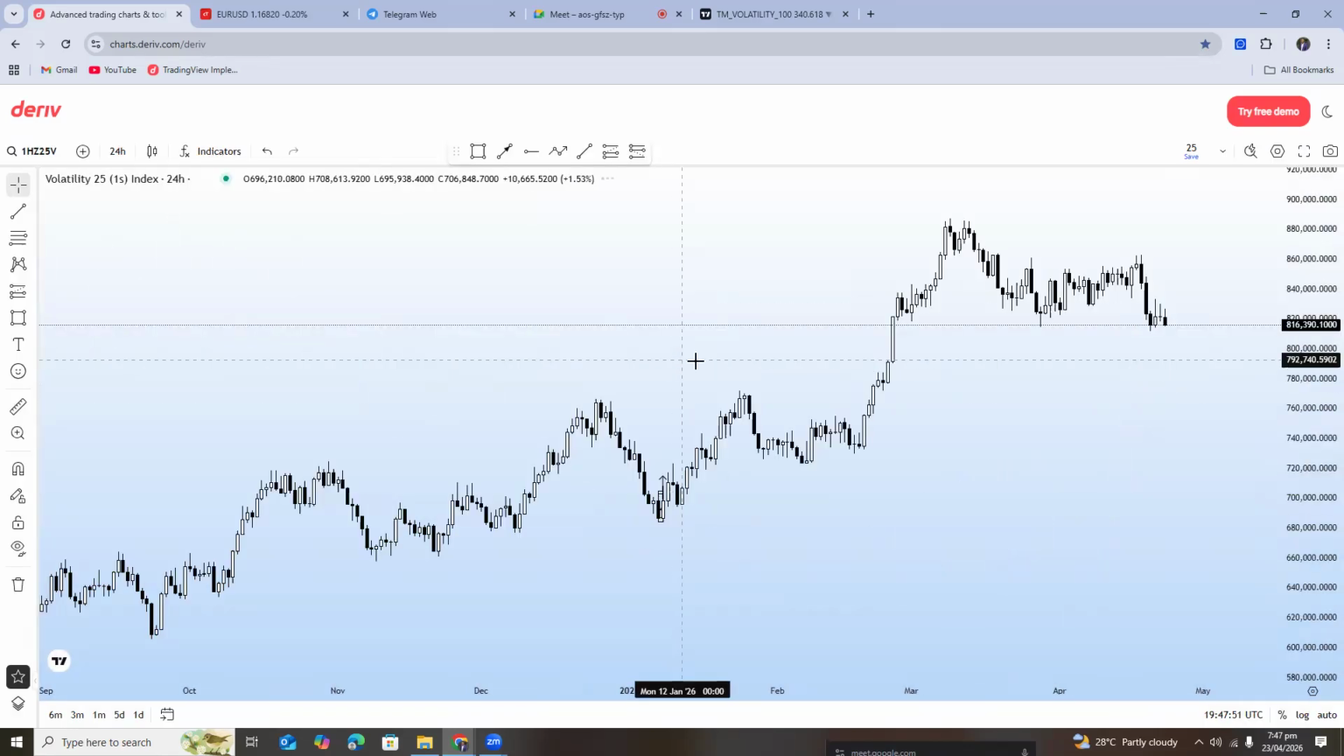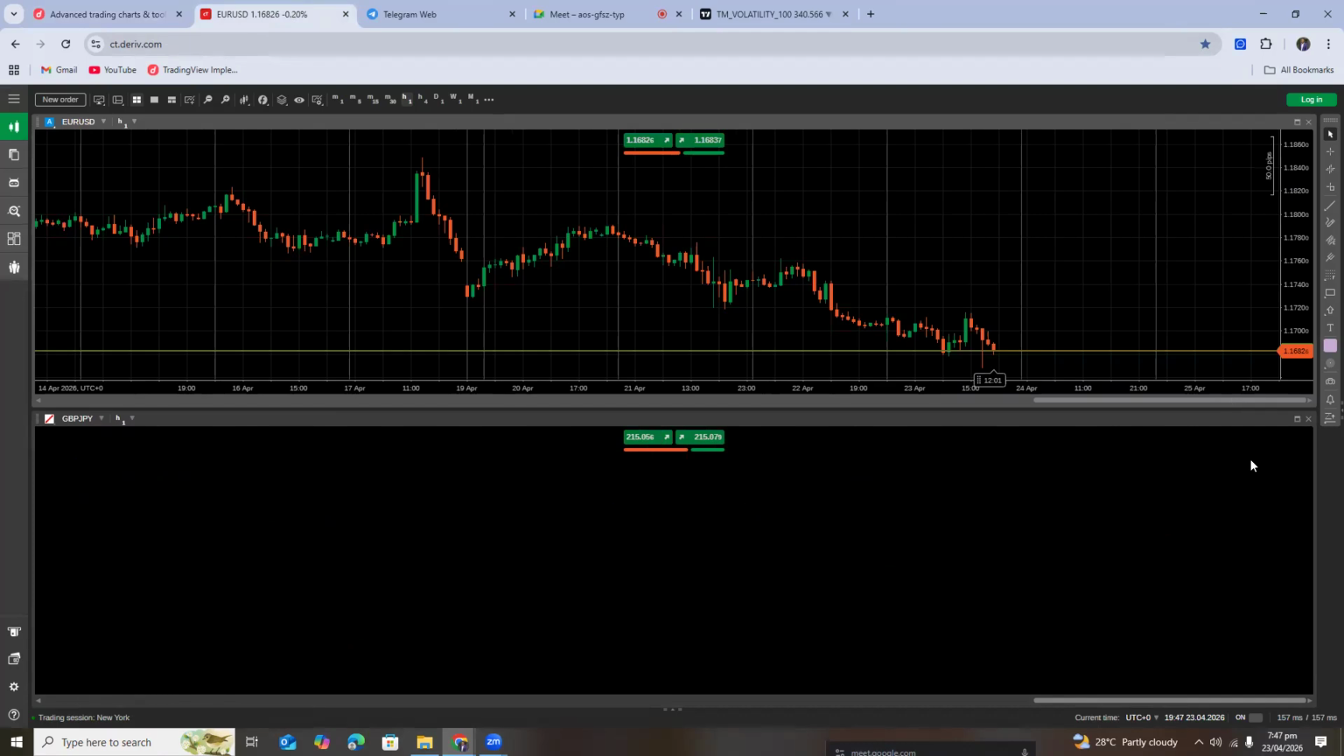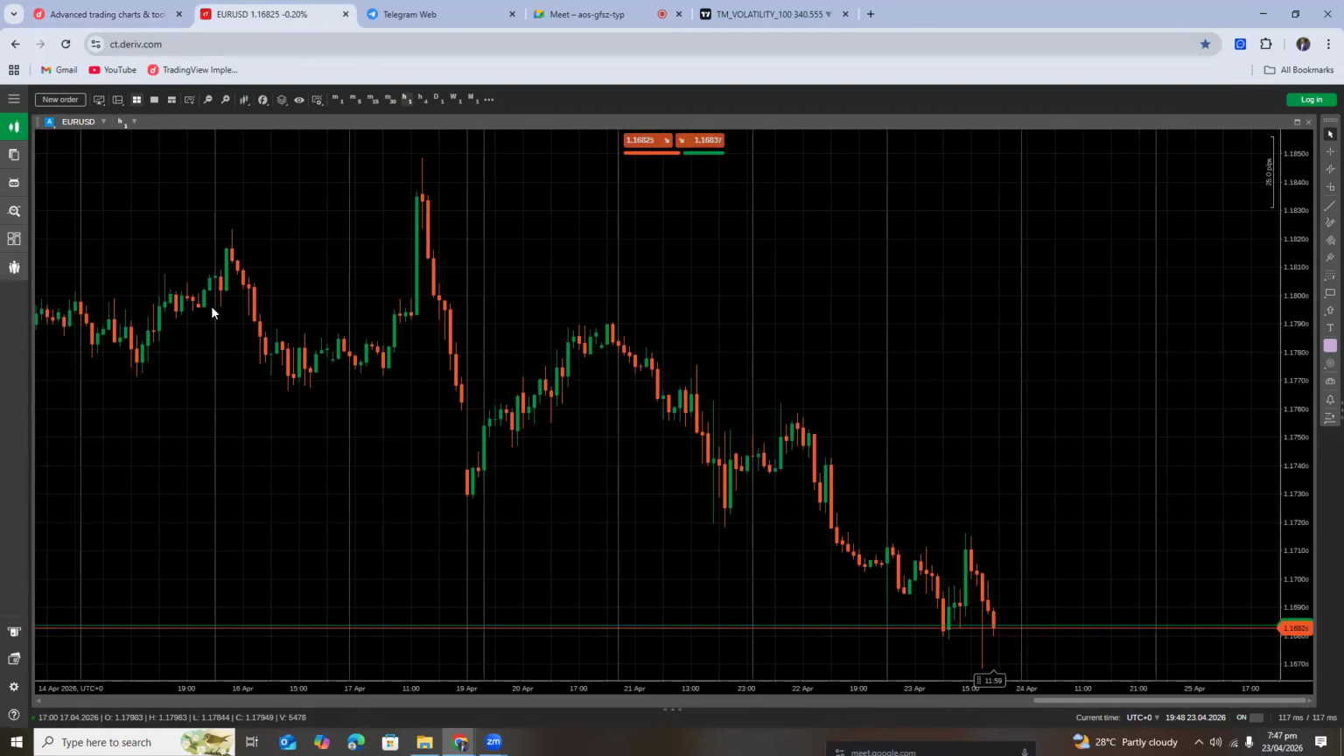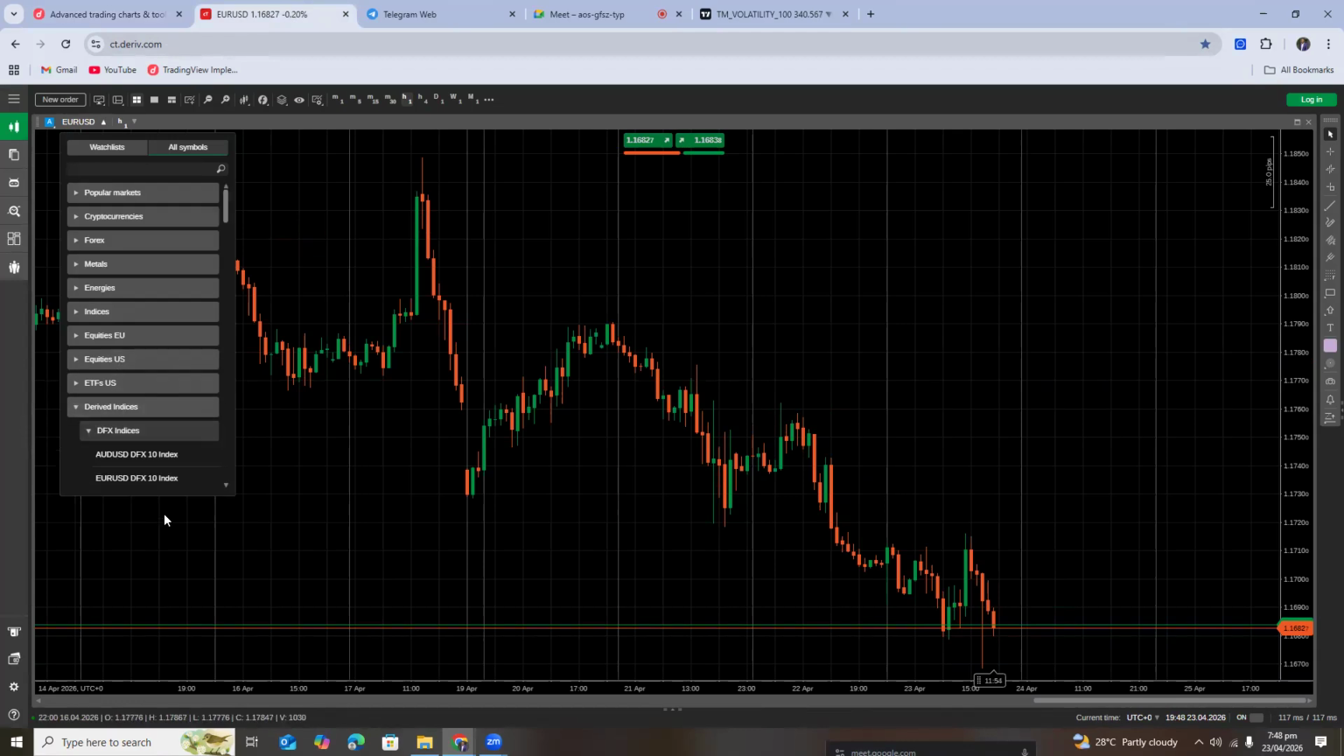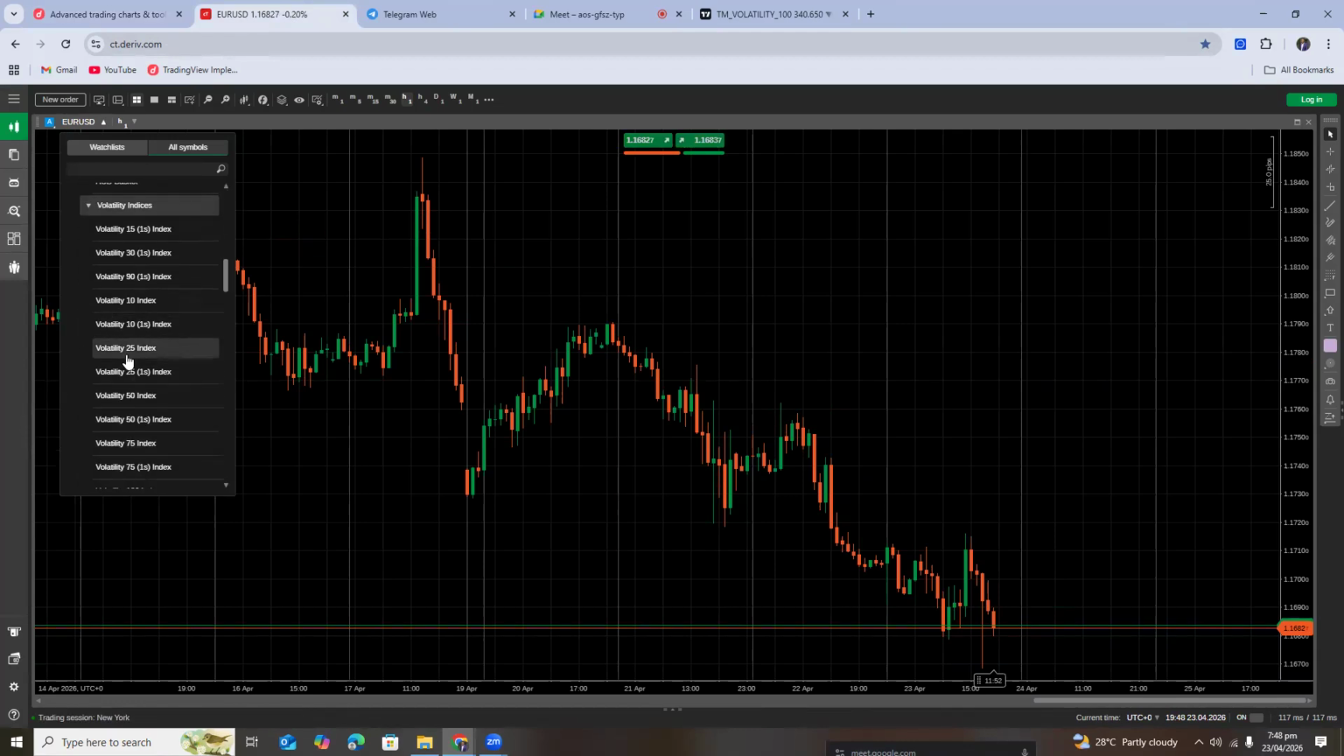What's the next chart? So we have this market here. And then for this market, I would want to show you something from, what do you call it? C Trader. It's 25 1x, right? 25 1x.